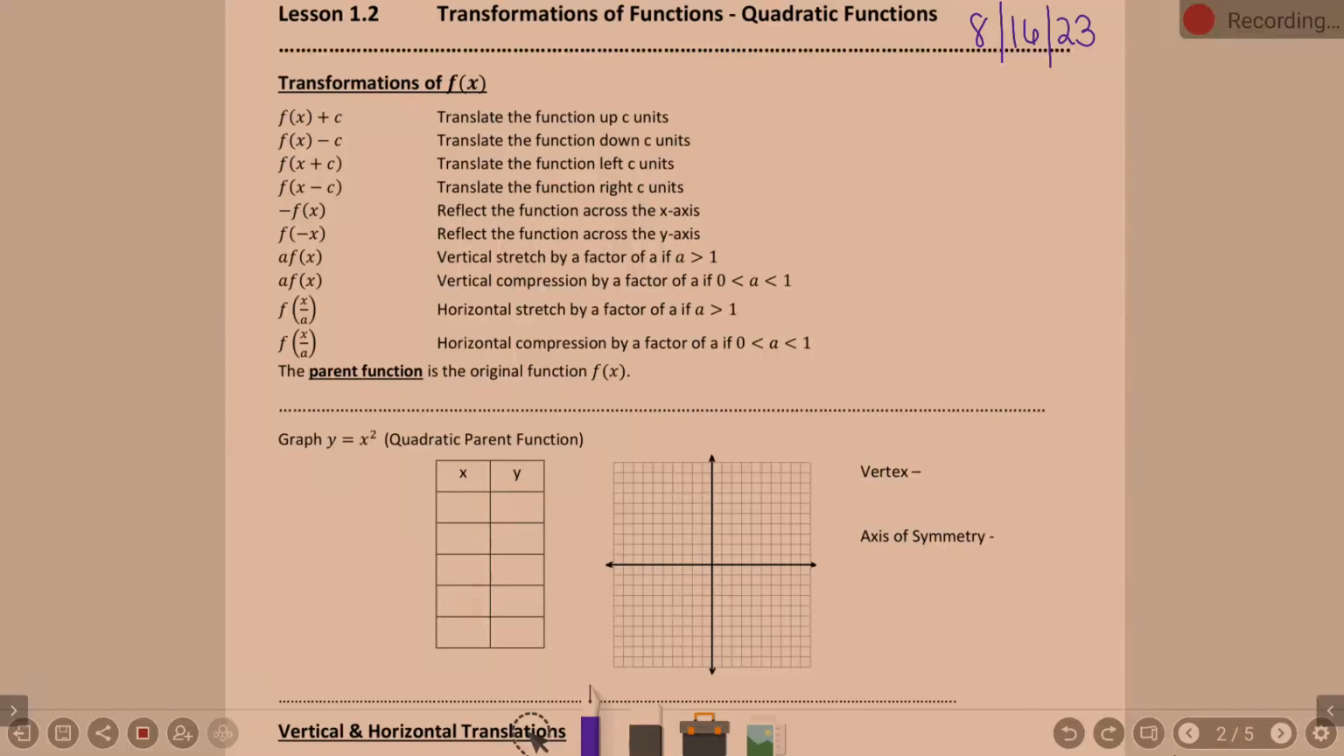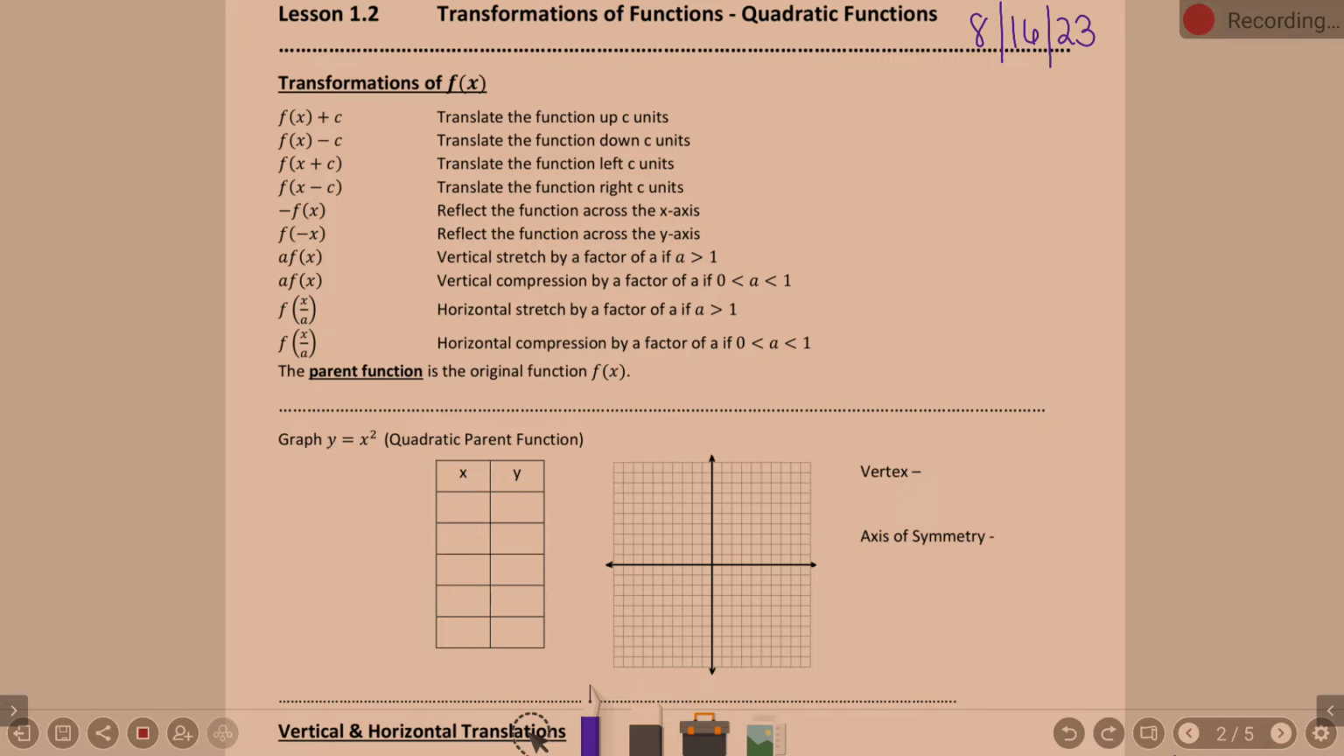1.2 part 2. The materials, the topic's still the same. The only difference is instead of having absolute value graphs and absolute value equations, we now have quadratic. As you look through your notes, you're not going to see a single set of absolute value today. You're going to see a whole bunch of little squares.